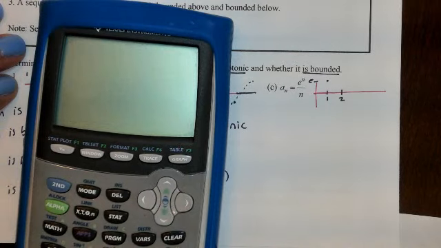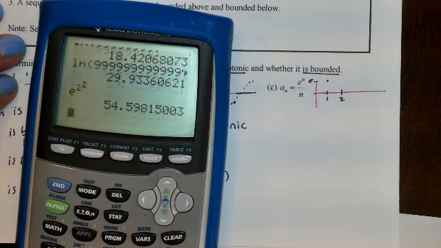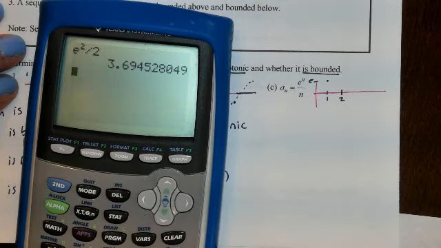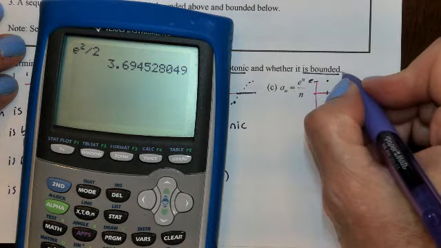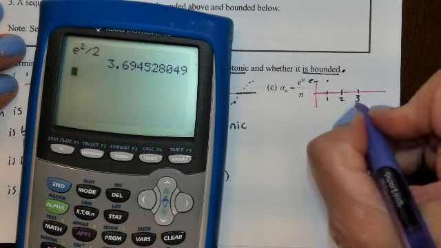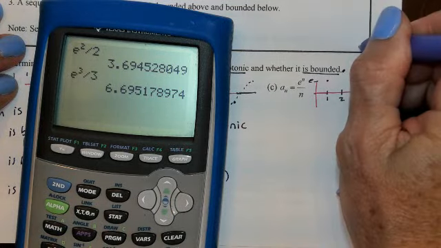Is it bigger than e? Oops, that's not right. E squared divided by 2. It is bigger than e. It's up to 3.69 something, right? What about when n is 3? We'll have e cubed divided by 3. I'm looking for, is it bigger than that? It sure is. Almost double it, right?